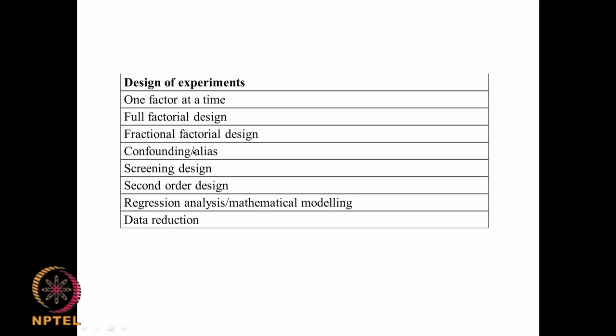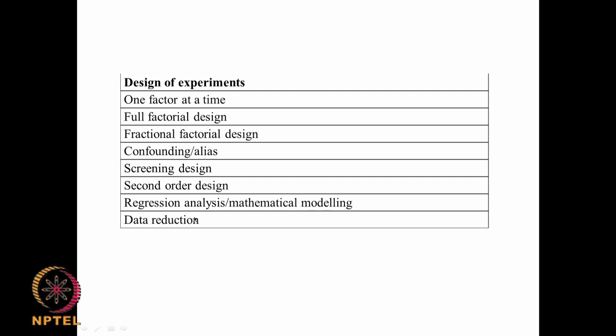Then we are going to talk about what confounding and alias are, and how confounding affects you when you start doing the design of experiments. Then there are screening designs, where initially you look at a large number of parameters and carry out experiments. Then you come to second order designs, that means non-linear types of designs.